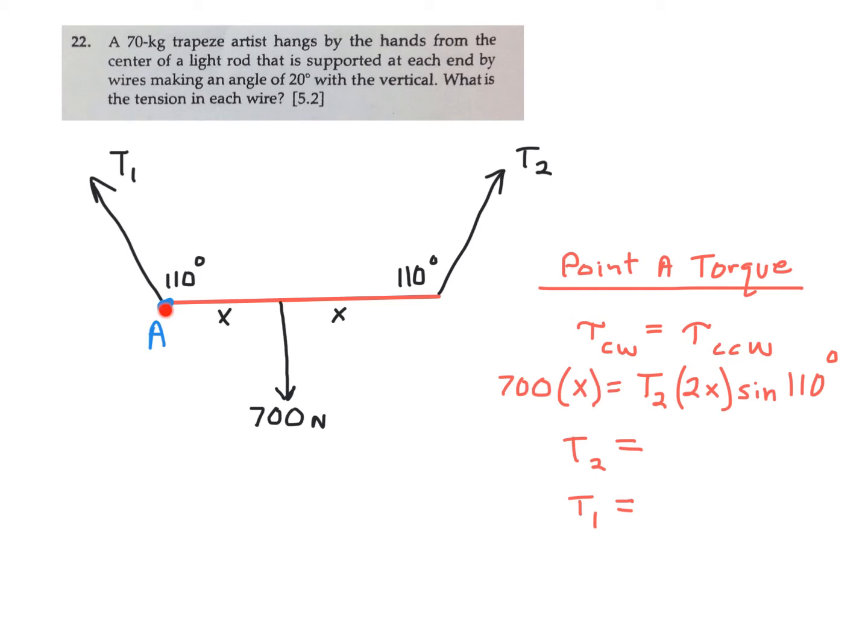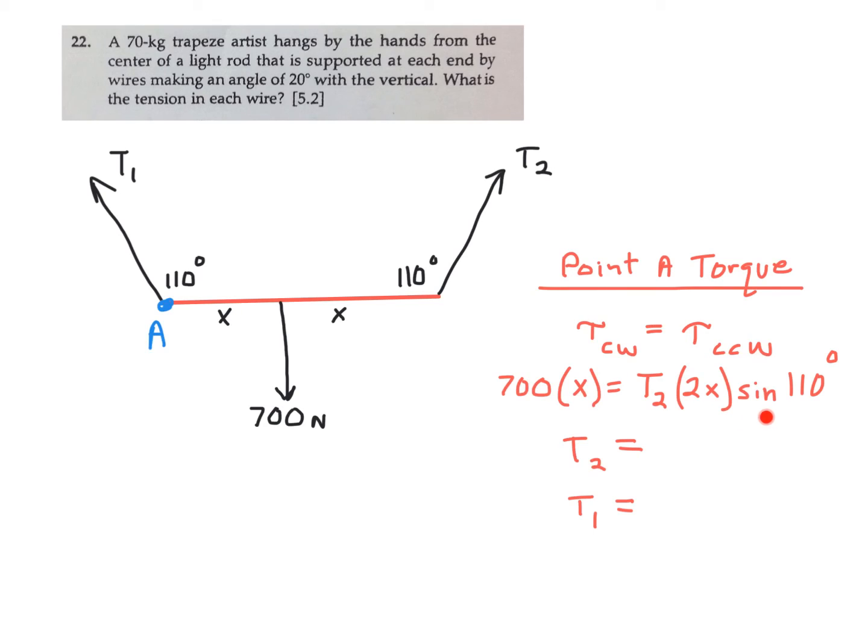Clockwise torque, with reference to point A, will be this force trying to make it rotate clockwise, 700 newtons, because their mass is 70, their weight is 700 newtons, times the distance of X from the reference point of A, equals T sub 2 times its distance, which is 2X, times the sine of 110 now instead of 90. Whenever it's sine of 90, like on the left-hand side here, I don't write that. Sine of 90 is 1.